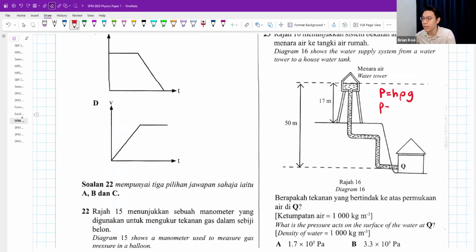And they purposely make the pipe curve here and there. Just know that whenever you measure depth, you must always measure from the top all the way straight down. It doesn't matter the shape. The shape of the container can bend here and there. It doesn't matter. Okay, the pressure is just 50 meter times density of water, 1000, times the g value, 9.81.